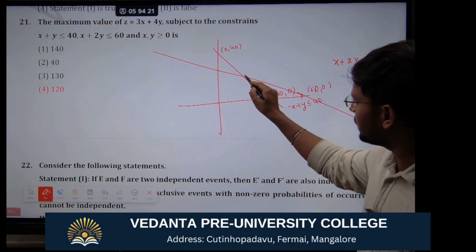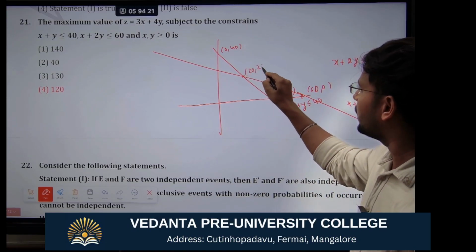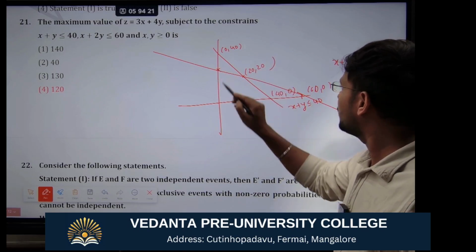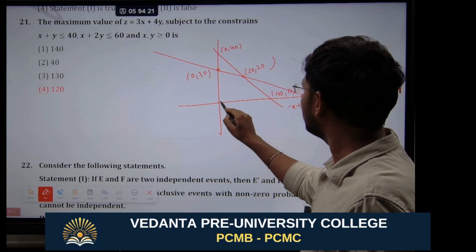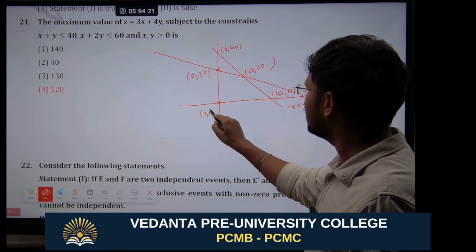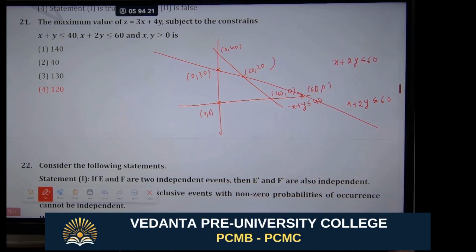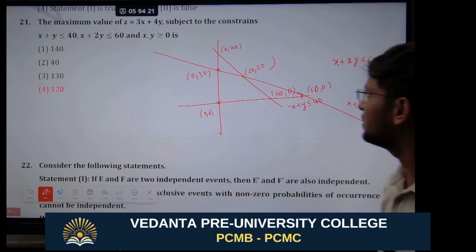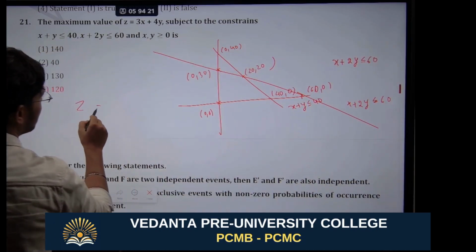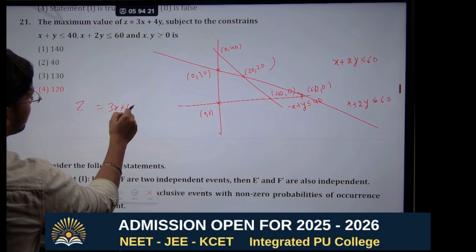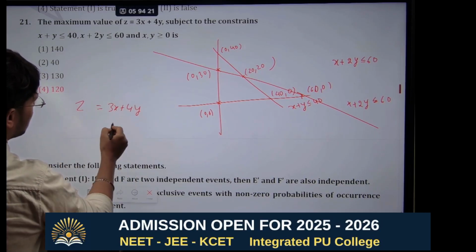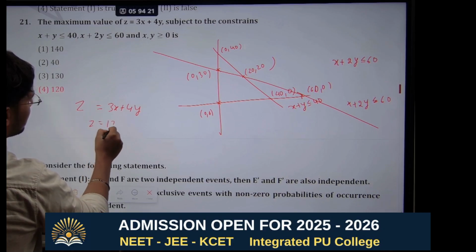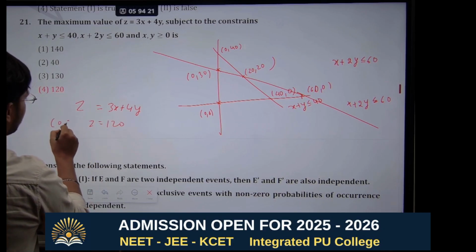Now I already found this point is 20 comma 20. This point is going to be 0 comma 30. This point already known. This point will be 0 comma 0. Okay. Now 4 boundary points. Just substitute the boundary points. So I have to maximize z, 3x plus 4y. So put 0 comma 30. If I put 0 comma 30, z will come 120.